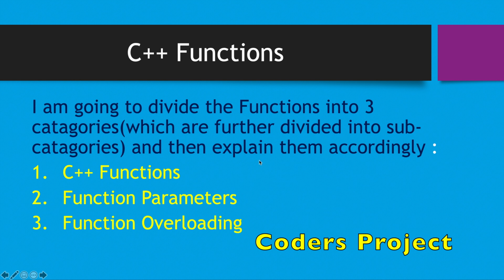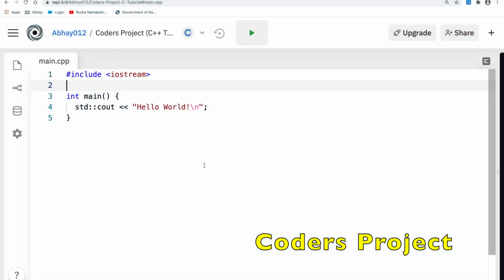So I'm going to divide functions into three categories, which are further divided into subcategories, and then explain them accordingly. So the first category is C++ function, which has its subcategories, and then similarly for function parameters and function overloading. Let me get started. So I'll take up C++ functions first, then function parameters, and then function overloading, and then discuss them. Since a function is a block of code which only runs when it is called, let us create a function and then call it later.